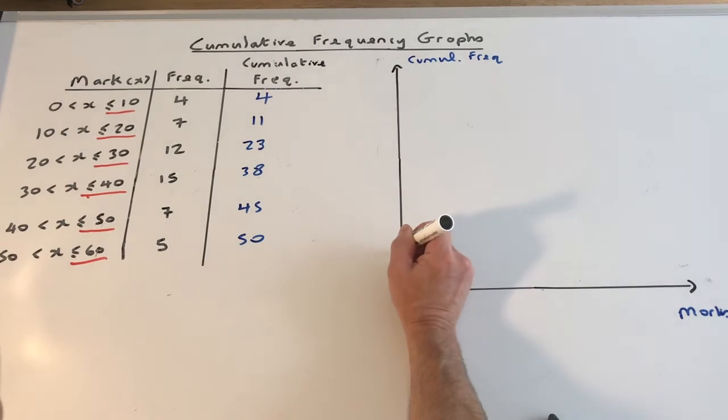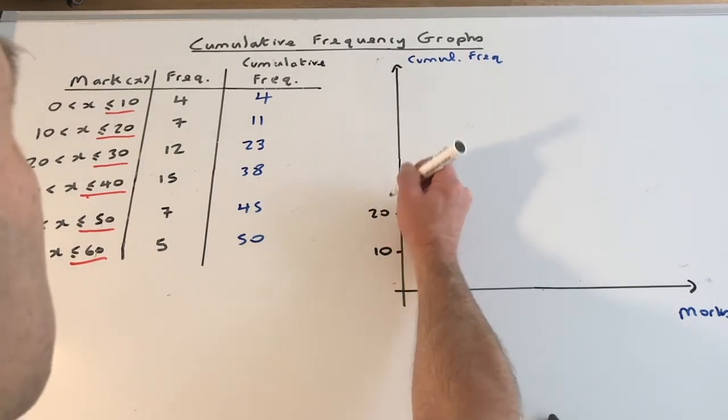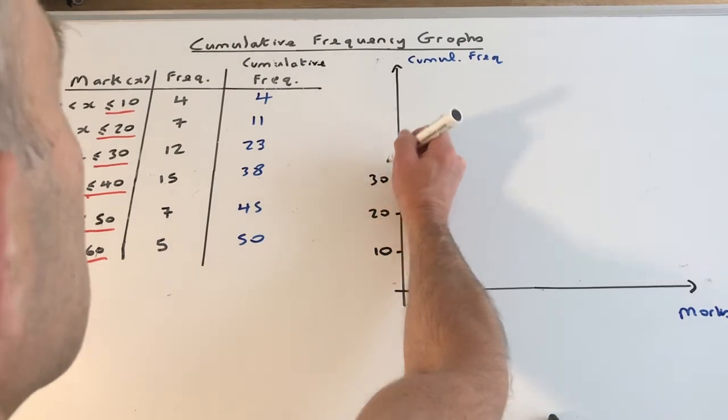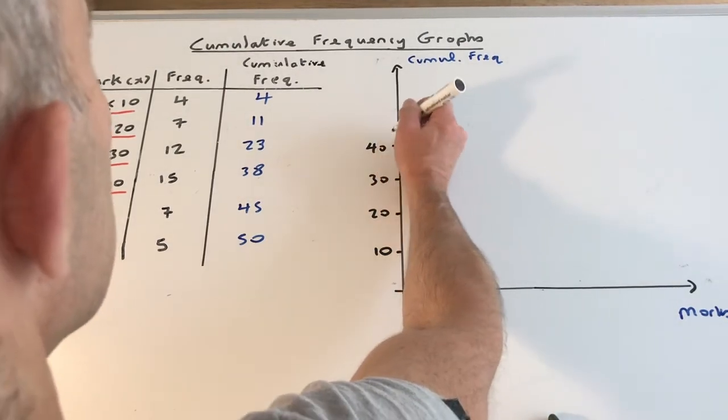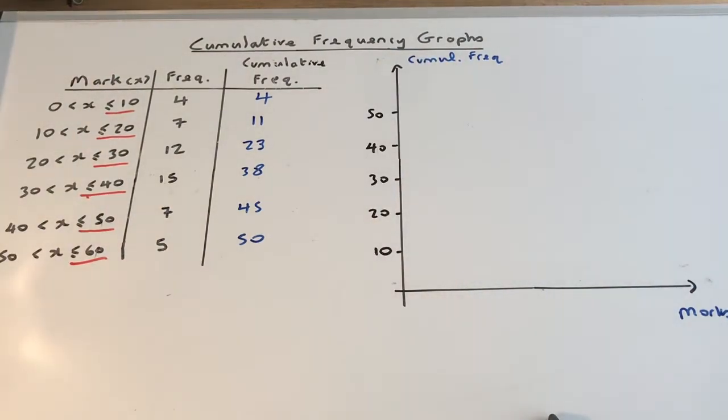But for my graph, let's say this is 10. Let's say this is 20. Let's say this is 30. Say this is 40. And say that's 50. It won't be very accurate, but it's good enough. On the bottom axis, I'm going to plot the marks from 0 to 60.